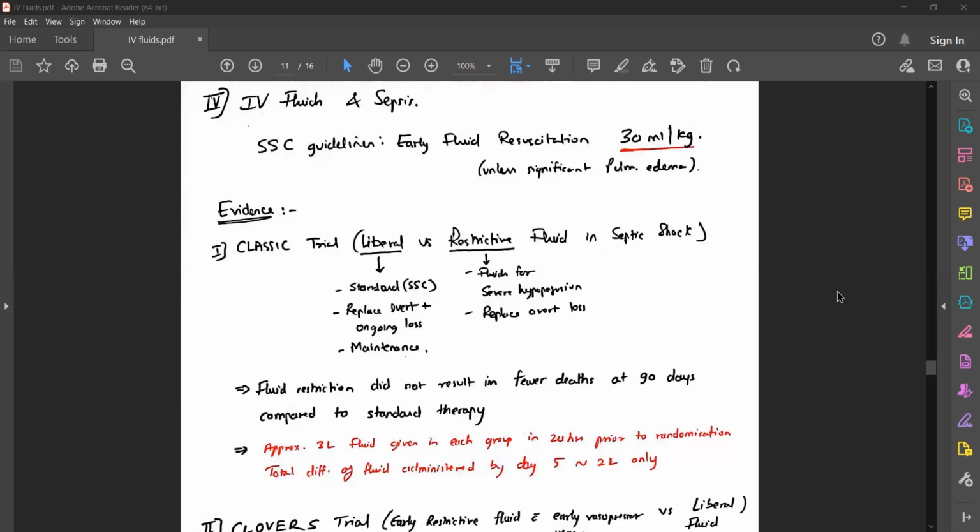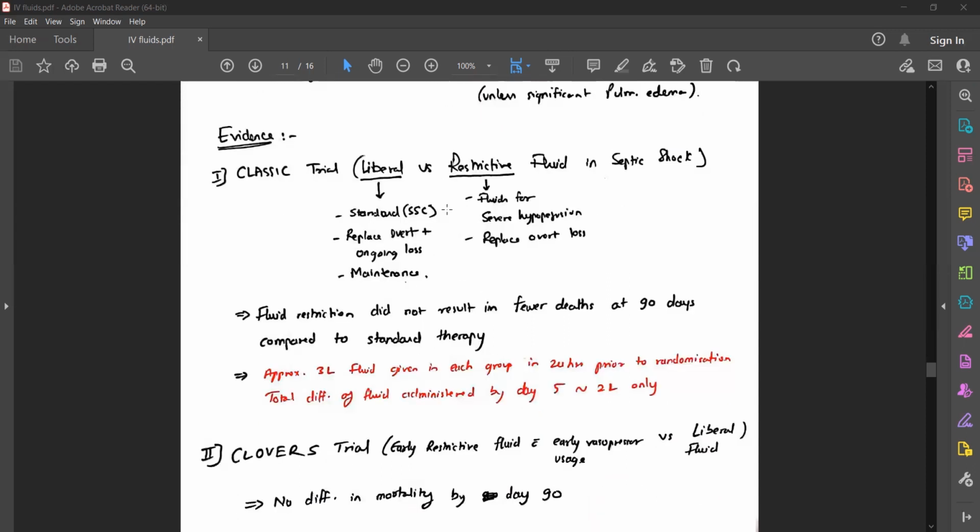The first one is the classic trial that compared liberal fluid use versus restrictive use in septic shock. The liberal fluid group had a standard amount of resuscitation fluid given, plus replacement of the overt and ongoing losses, plus some maintenance fluids. Whereas the restrictive fluid group had fluid given only for severe hypoperfusion and the replacement of the overt losses.